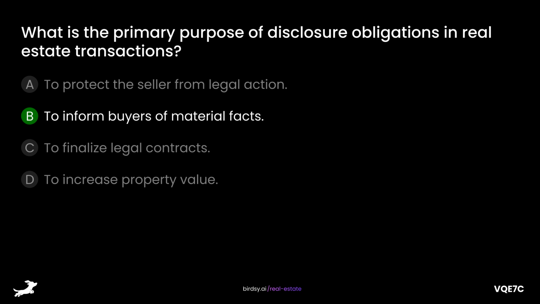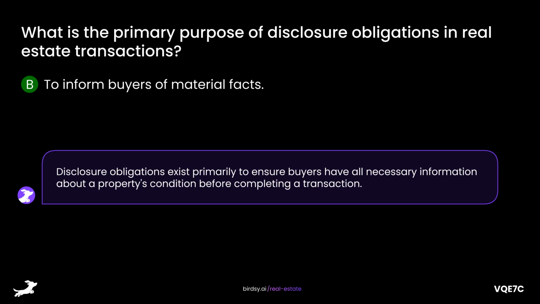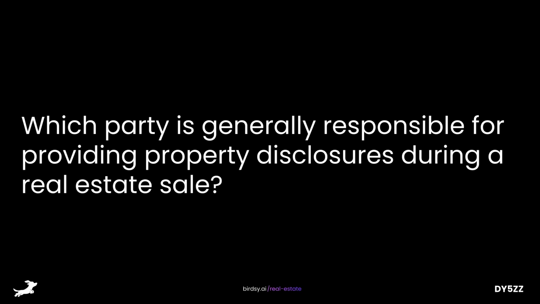The answer is B, to inform buyers of material facts. Disclosure obligations exist primarily to ensure buyers have all necessary information about a property's condition before completing a transaction. Which party is generally responsible for providing property disclosures during a real estate sale?